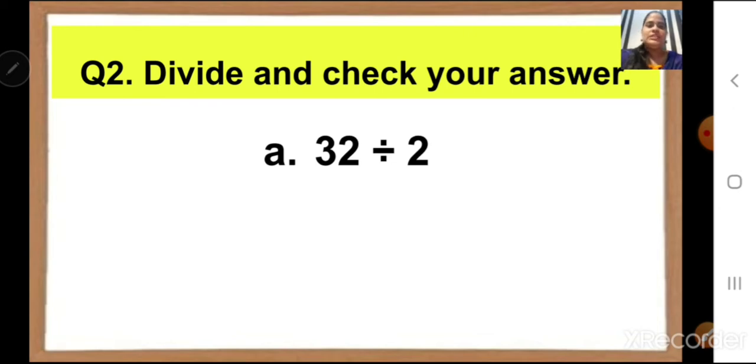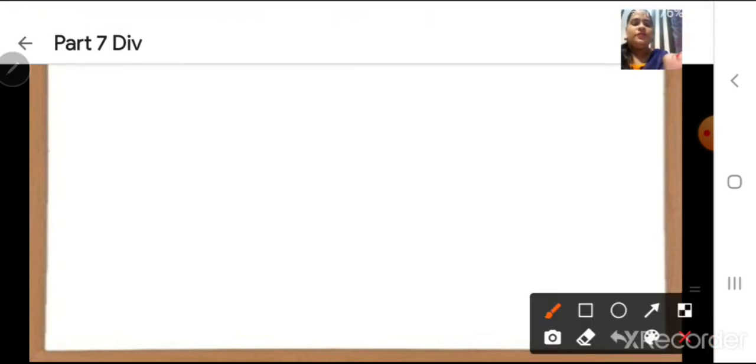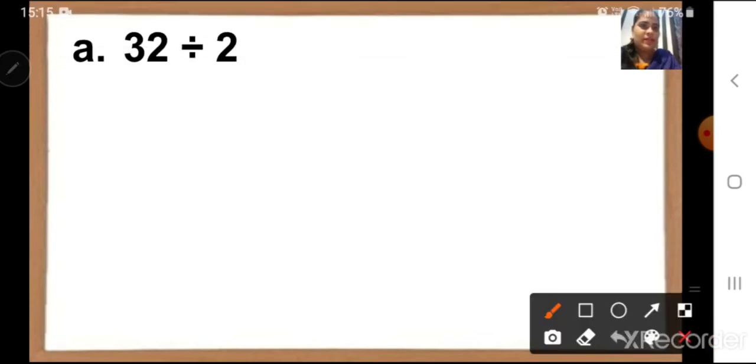Children, in these questions we have to divide also and then we have to check our answer. How we are going to check? By applying the formula. Okay. So let us divide. 32 divided by 2. What is the first step? First make a bracket. 32 divided by 2. Okay. Then write the dividend and the divisor.